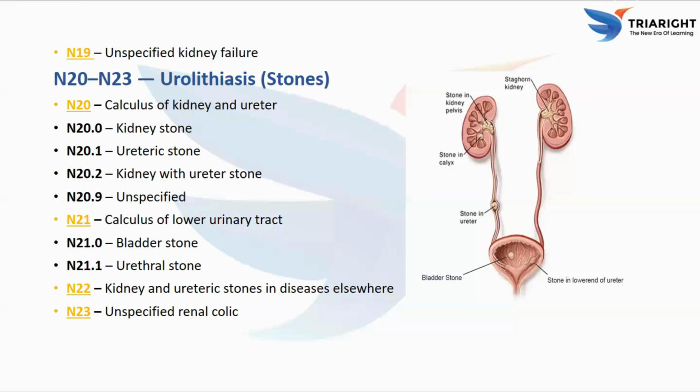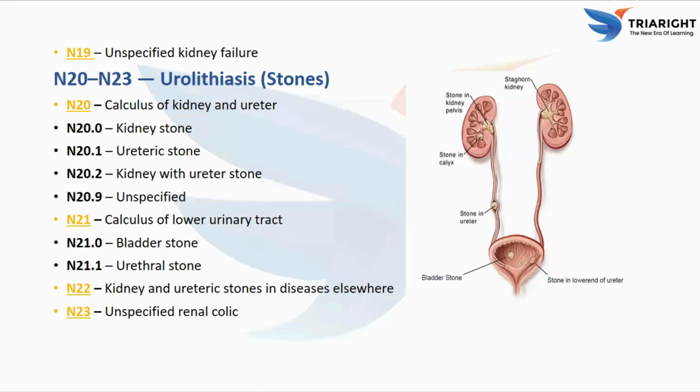And N20.2, kidney with ureter stone. So the stone starts in the kidney and travels down into the ureter. So N20.9 is for unspecified stone. So this is used whenever the documentation simply says urinary stone, but the site is not mentioned.